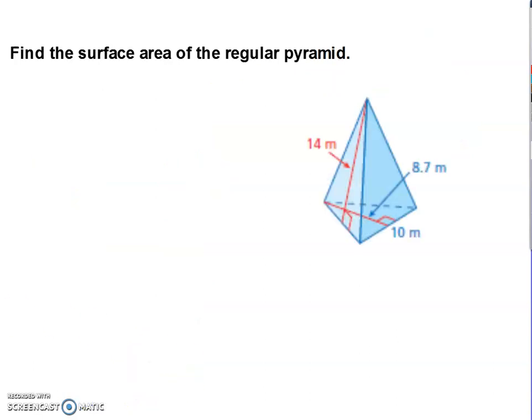All right, let's try another one. Find the surface area of this regular pyramid. This pyramid is a little bit different. Its base is a triangle, and that changes some things about our process. This base right here, I'm going to highlight it. It's what the pyramid is sitting on. It's the base, and it has a unique shape. It's a triangle, and I'm just going to draw a generic triangle here. Its base is 10, and its height is 8.7, according to the picture.